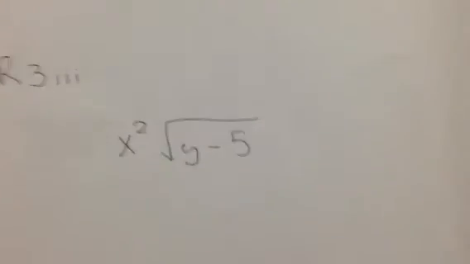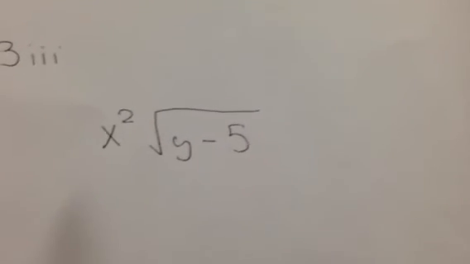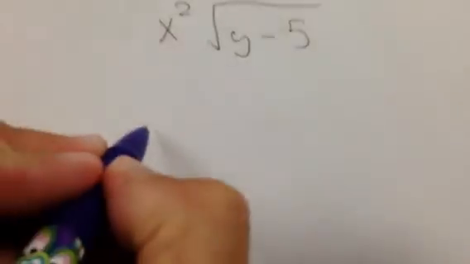And it wants us to name the polynomial by degree. Now polynomials must only be multiplication, addition, and subtraction. Because of this radical, it's not a polynomial.